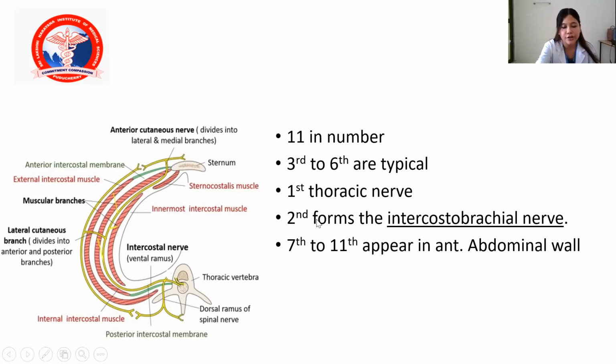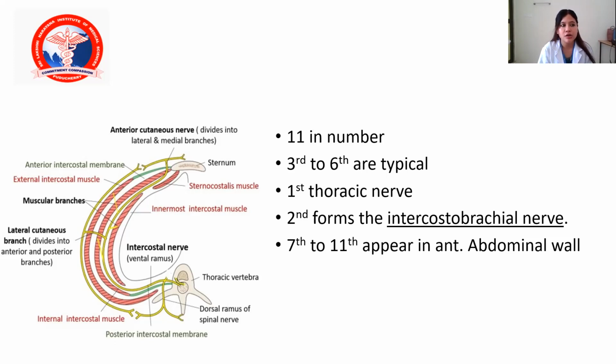The second intercostal nerve forms the intercostobrachial nerve, which supplies the medial side of our arm and the armpit. The second intercostal nerve is larger in size. The 7th to 11th appear in the anterior abdominal wall.